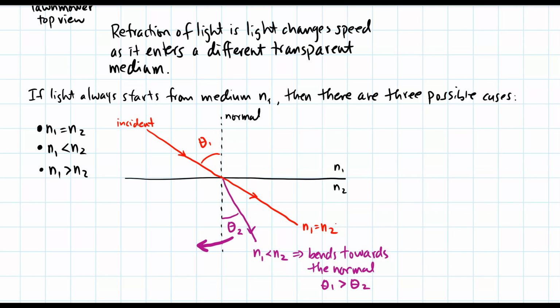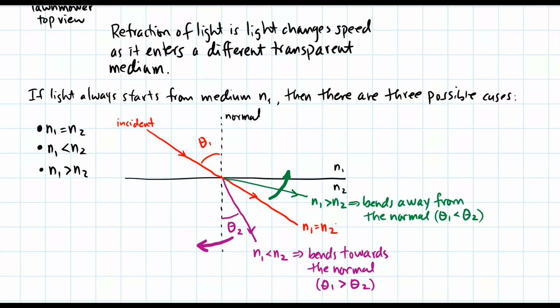Our last possibility is when n1 is greater than n2. In this case, what you see in green here is that the ray is refracted away from the normal. And because it bends away from the normal, if I compare the angle of theta 1 to theta 2, which would be this one in green right here, theta 2 will be greater than theta 1.